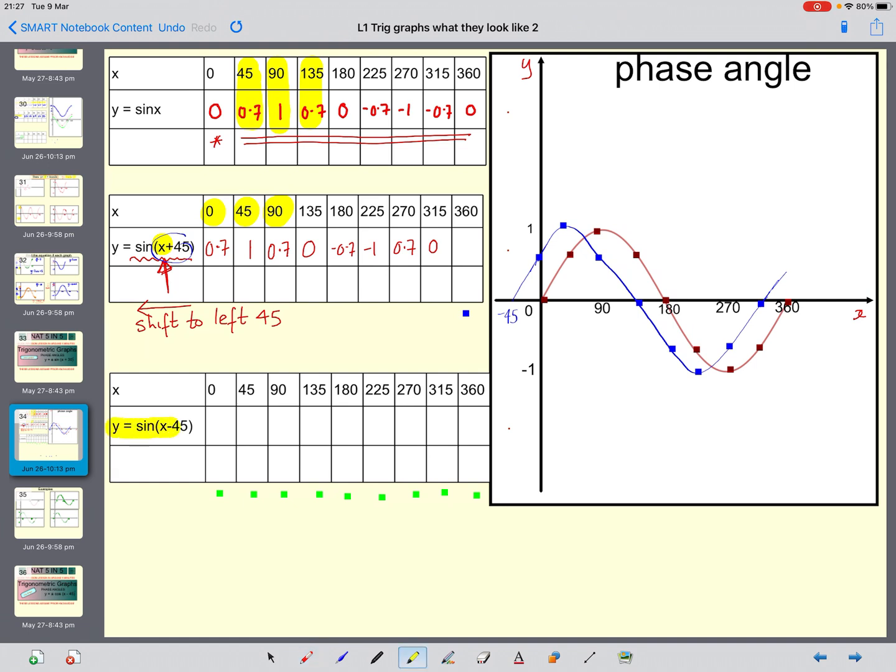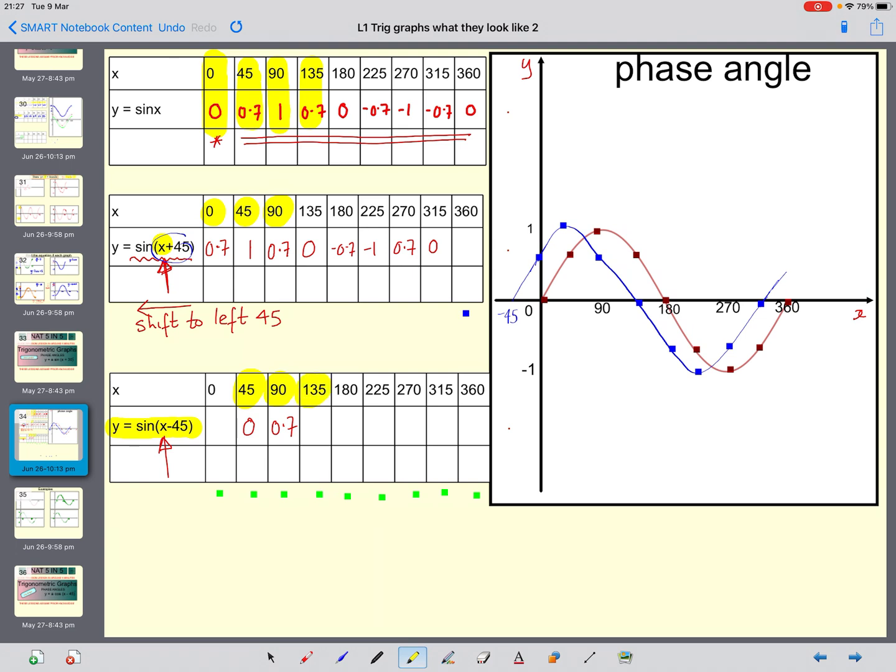What about this one down here then? We've got y equals sine x take away 45. Again, if I put all the values of x in there where that x appears, we've got 0 take away 45, which is negative 45. Now that's not in my table of values, I'm just going to leave that out just now. Here we've got 45 take away 45, which is 0. So we know sine 0 from the first one is just 0. x is 90. 90 take away 45 is 45. So it's going to be 0.7.